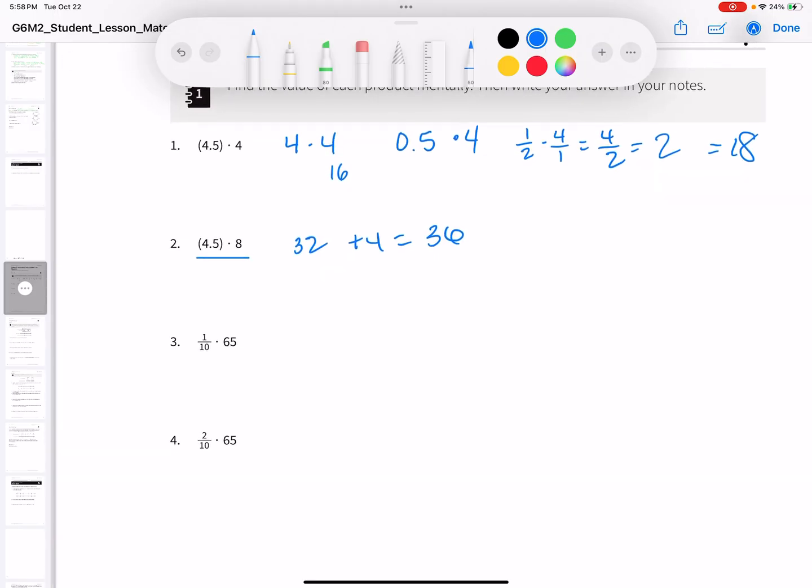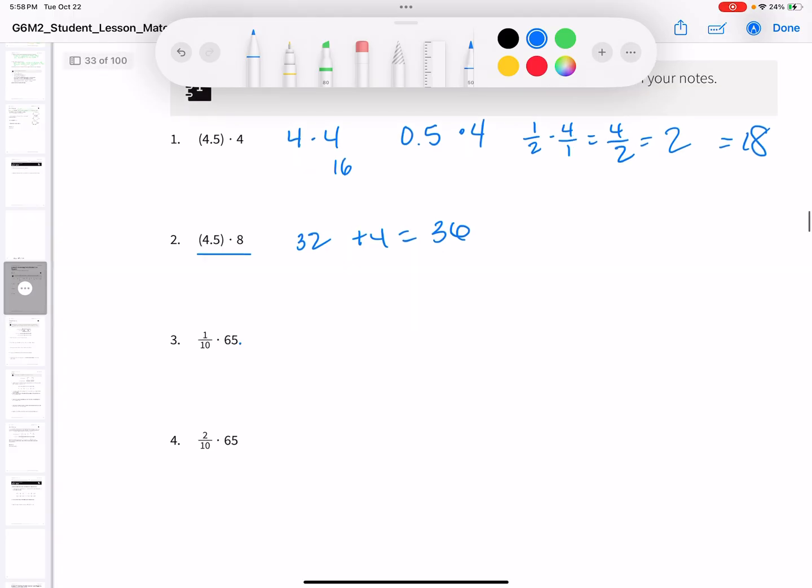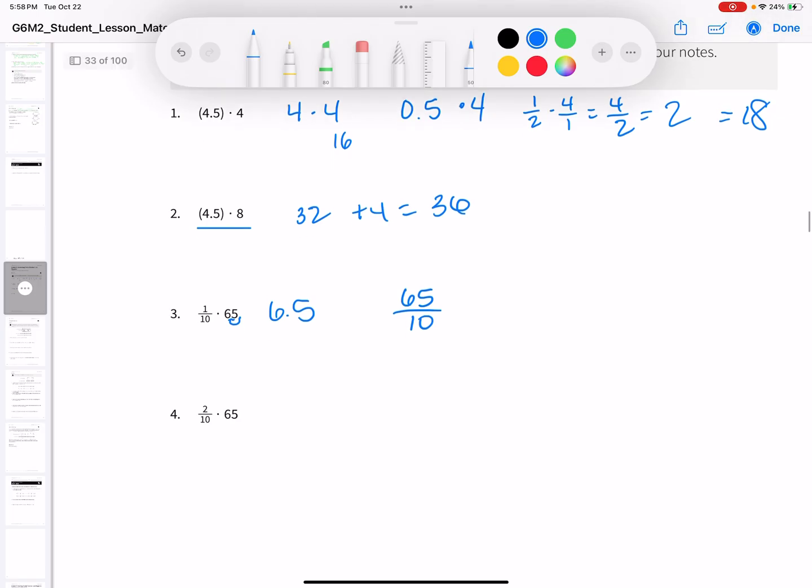1/10 times 65. I know that anything times 1/10, or anything divided by 10, we just move our invisible decimal over one place. So this would be 6 5/10, or 6.5, right? Because this would be 65/10. And so, because we're a base 10 system, it moves that decimal over one place.